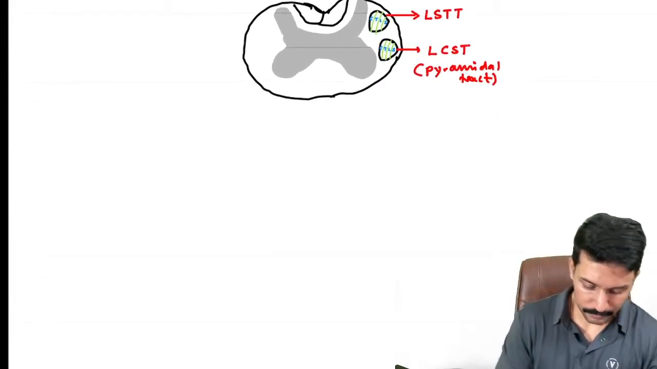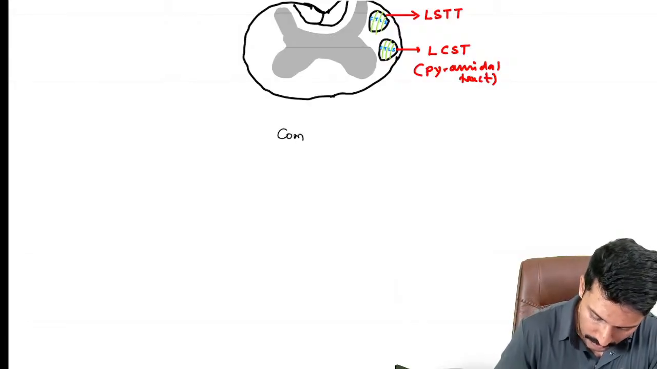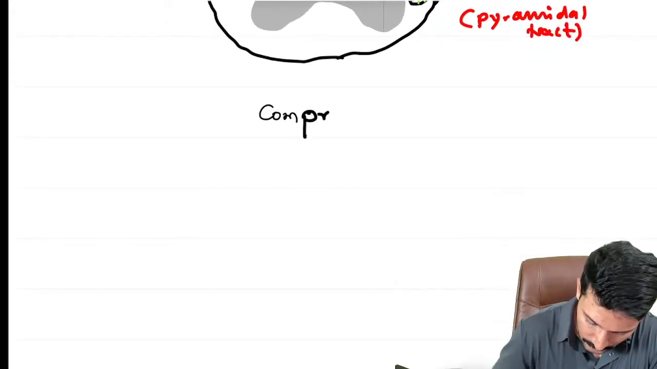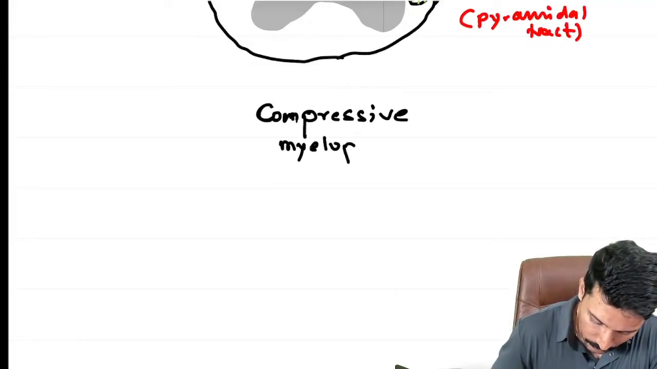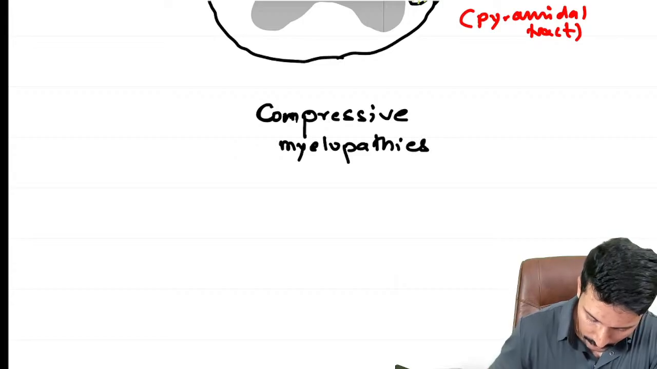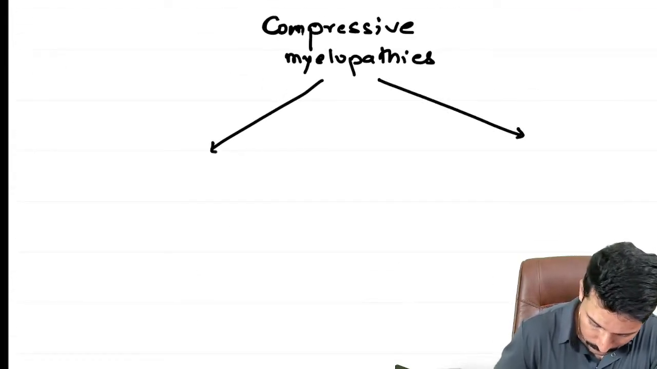So when we compress, we will have two types of compressive myelopathies, as I just discussed. The compressive myelopathies coming from outside, we will call it as extramedullary, and coming from inside, we will call it as intramedullary.